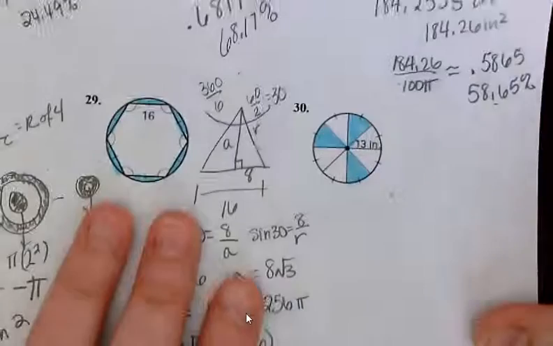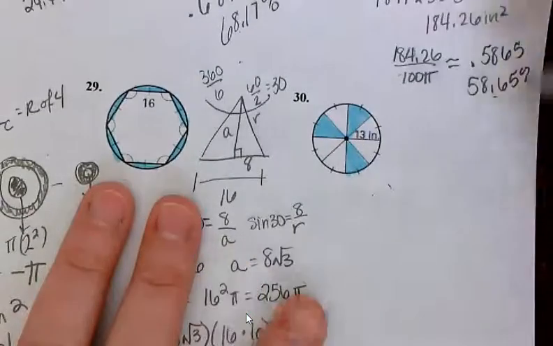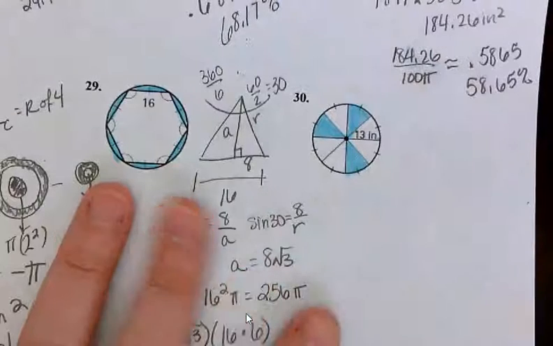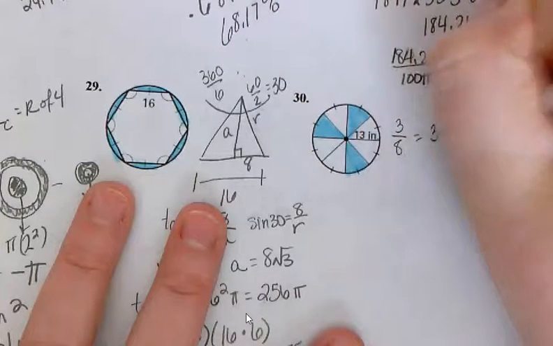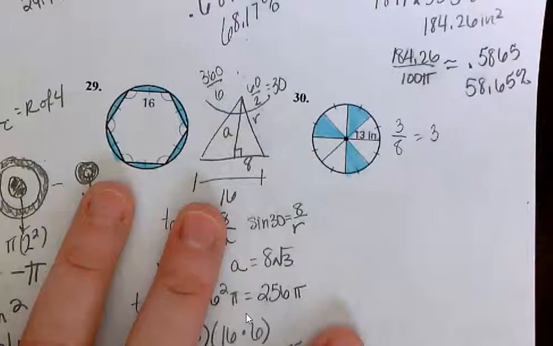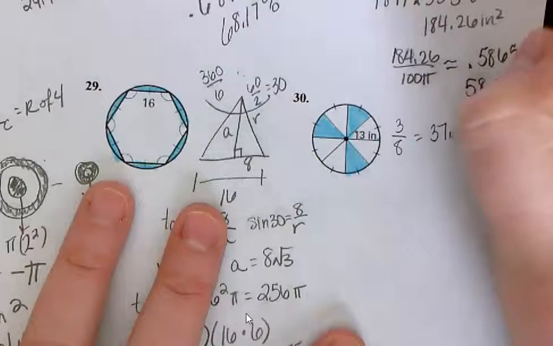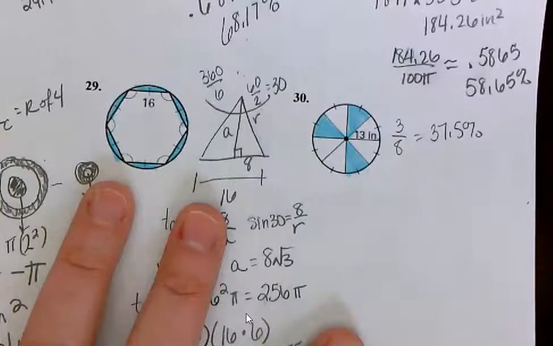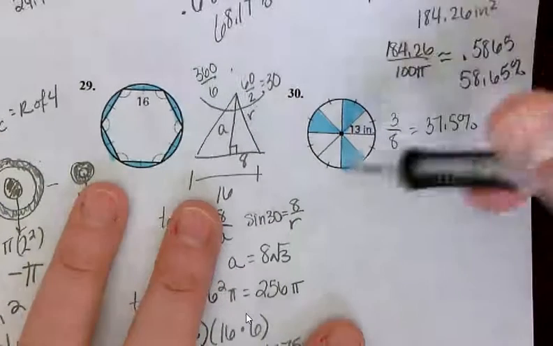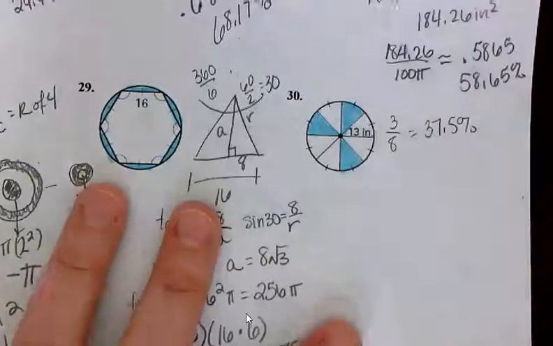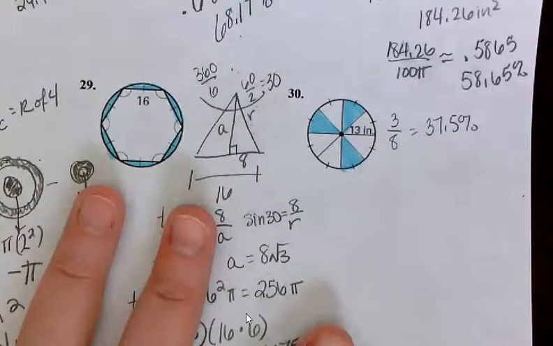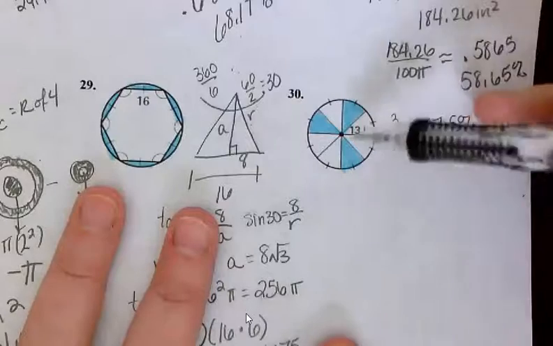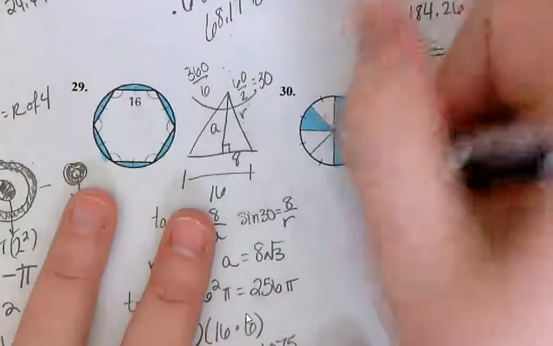Now on number 30, there are 3 of the 8 equal parts highlighted, so yes, 3/8, which equals out to be 37.5%. However, if these weren't equal, or if you had different degree measures on your arc lengths, you'd have to actually figure out the area of the sector, measure of the arcs, excuse me, and so you'd actually have to find the area of the sectors.